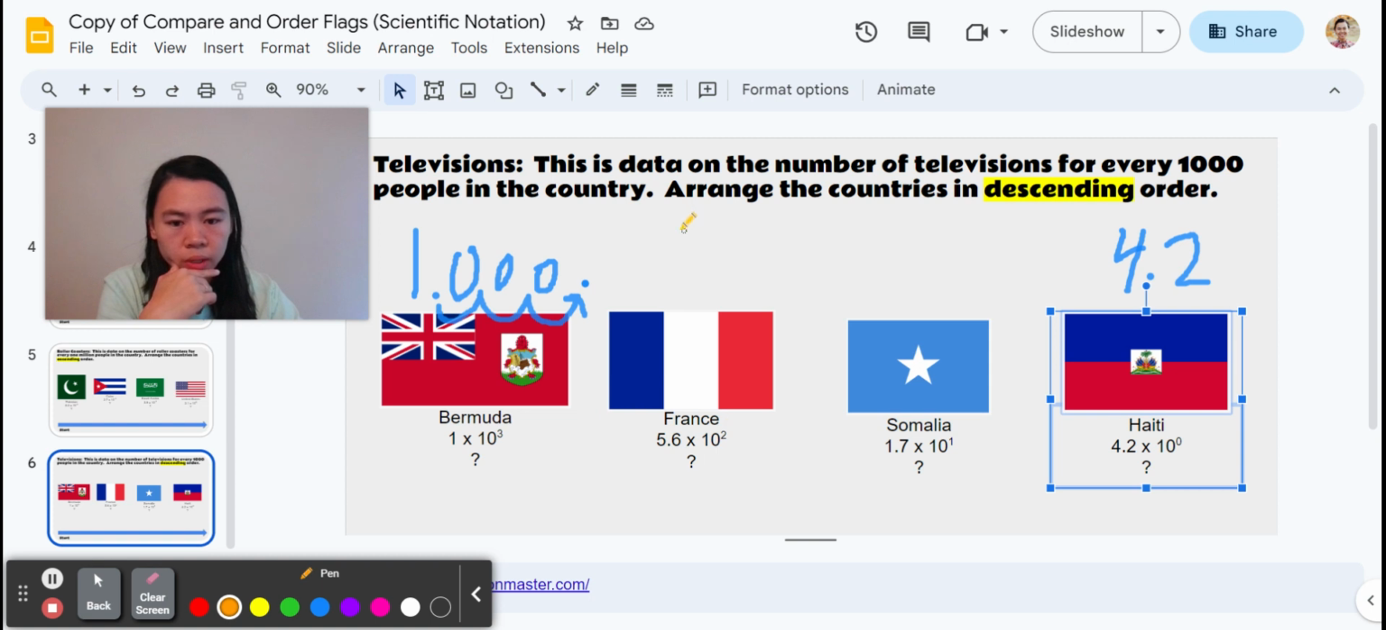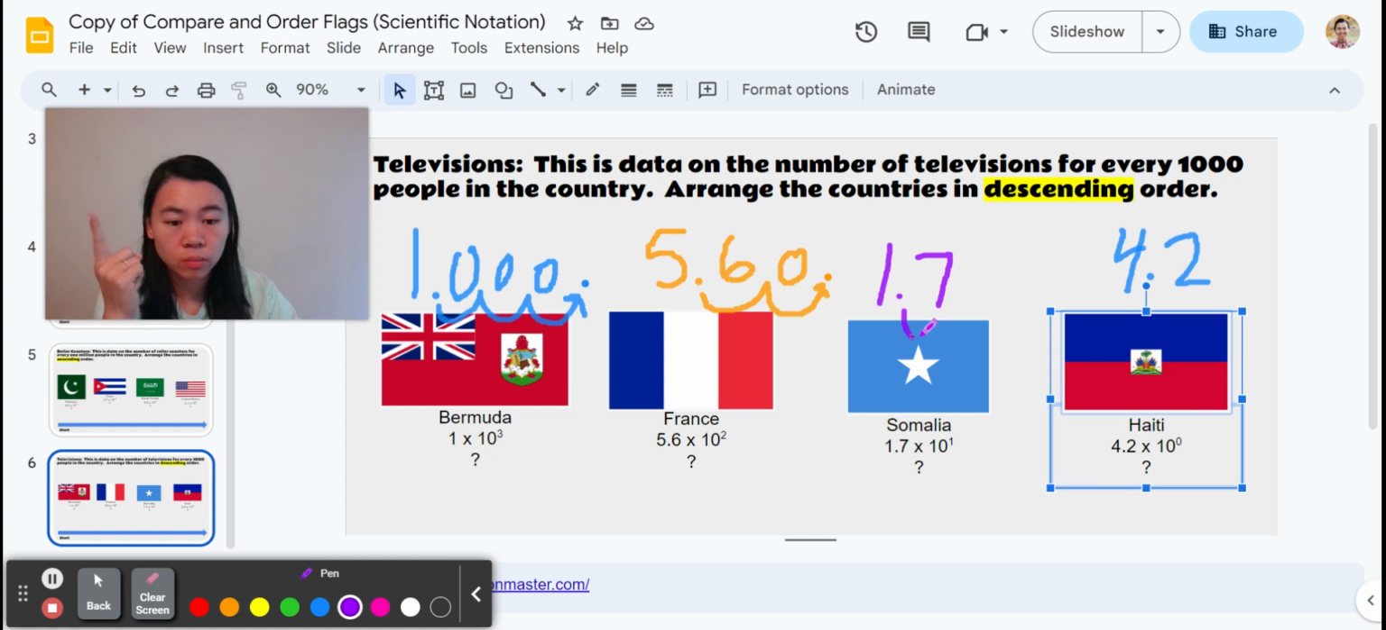France. We're moving our decimal place to the right. 2 jumps. 1. Got to jump over the 6. 2. So here's our new decimal place. We're left with 560. Last one, Somalia. 7.1 times 10 to the 1st. We're moving our decimal place over to the right because it's positive. 1 jump. And we end up with 17.